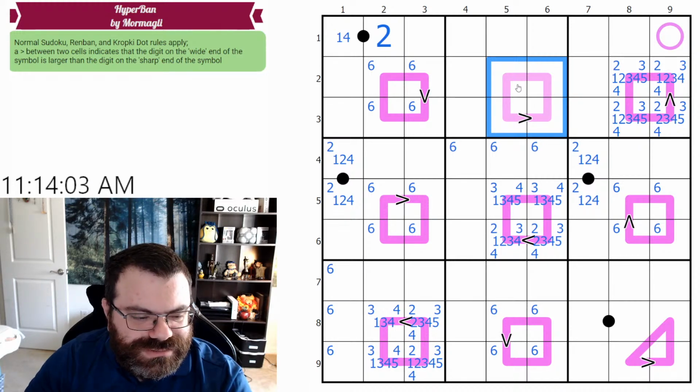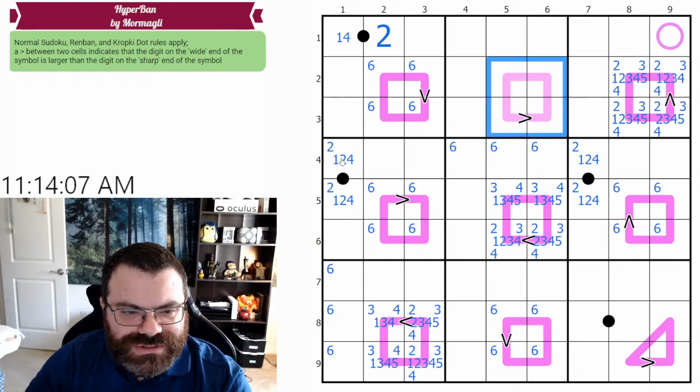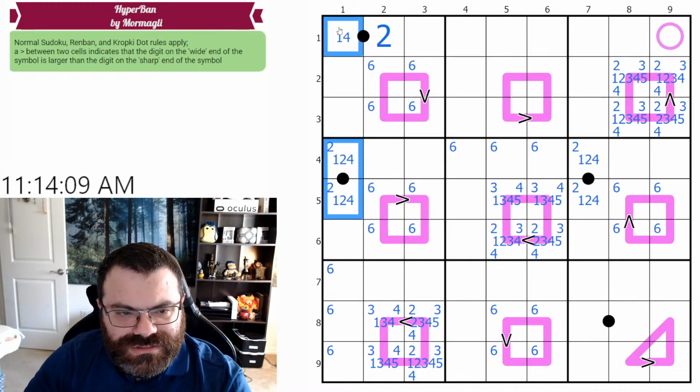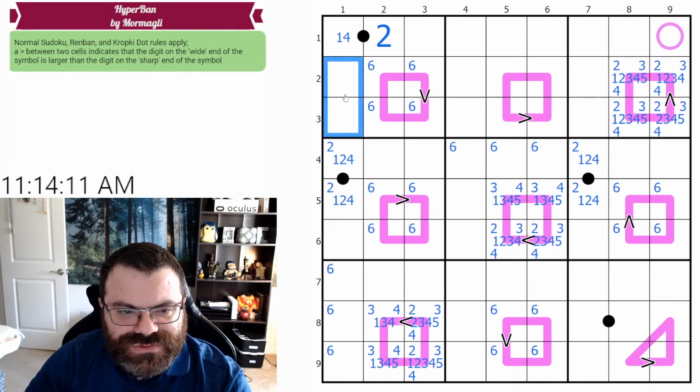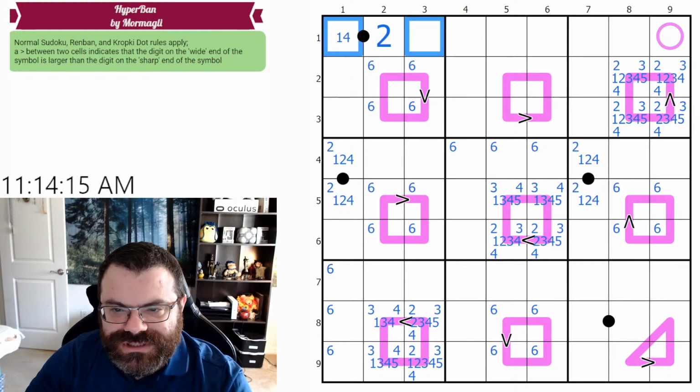Hey, Taylor Place, how you doing? Just pencil 1 in box 1. Oh, I see, because we have the 1, 2, 4 triple taking 1 out of these 2 cells. So 1 is in one of these 2.